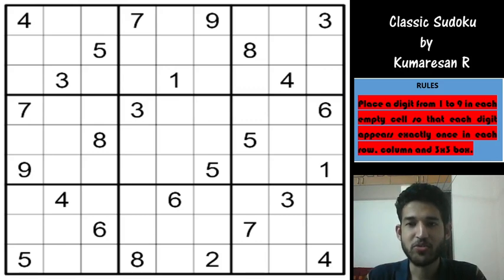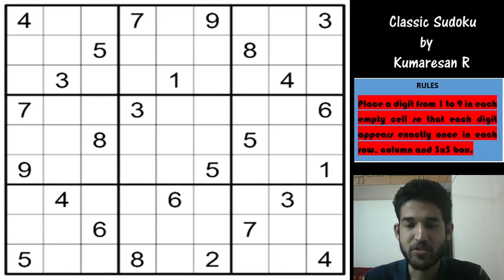Today I will be talking through a classic Sudoku created by Kumaresan. Kumaresan has contributed many classic Sudokus in the past to us and they have all been excellent, and we are happy to revisit classic Sudokus with a Sudoku created by him. It's been quite a while since we had covered a classic Sudoku on the channel. The last one is about 2 or 3 weeks back. I'm not really sure. So we thought it would be nice to revisit classic Sudokus.